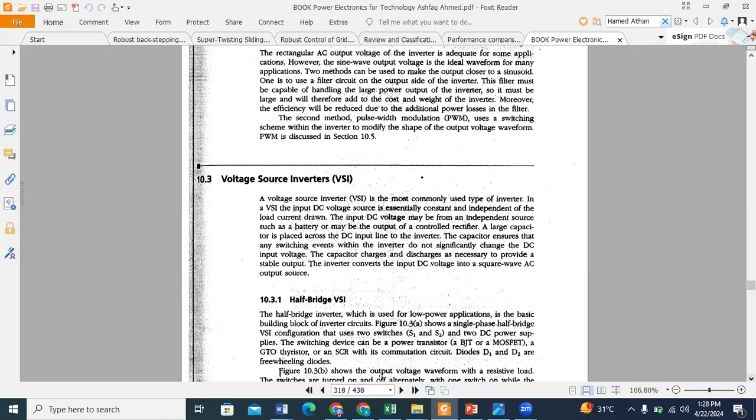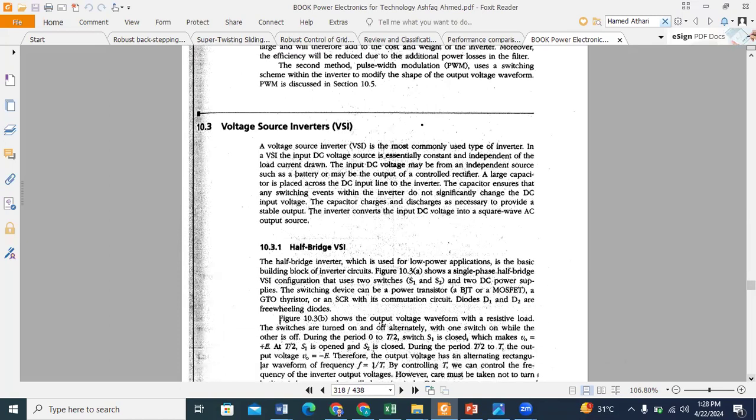Further, coming toward the first category of inverter, which we call the voltage source inverter, a commonly used type of inverter. In this type of voltage source inverter, the input has a DC voltage source that is essentially constant and independent of the load current drawn. The input DC voltage may be from an independent source, such as a battery, or maybe the output of a controlled rectifier as well.